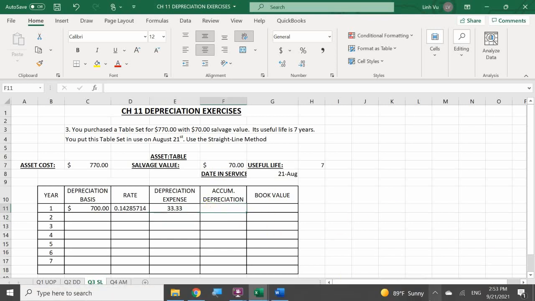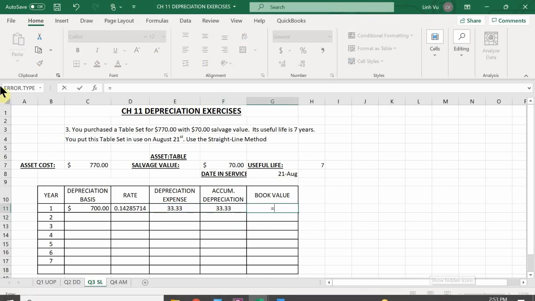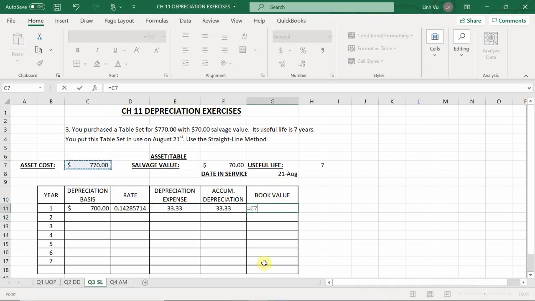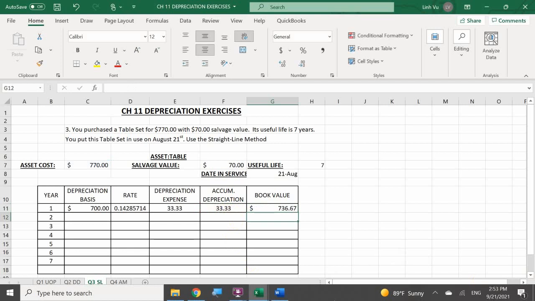And once again, we're going to acknowledge that. And therefore, my book value, which is your asset cost minus 333.33, should give you a grand total of $736.67. Okay.